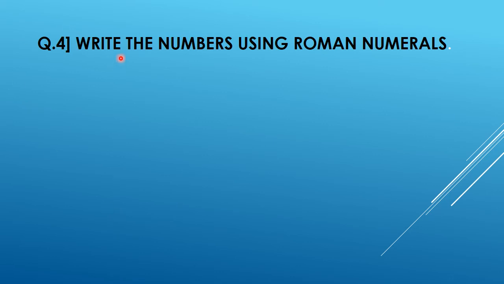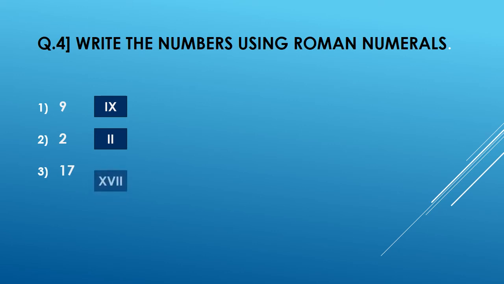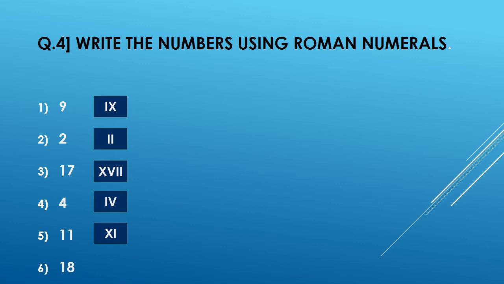Question number 4. Write the numbers using Roman numerals. Here the numbers are given. We have to write them in Roman numerals. 9, we have to write IX. Next one, 2. For 2 we have to write II. For 17 we have to write XVII. For 4 we have to write IV. For 11 we have to write XI. And lastly for 18 we have to write XVIII.